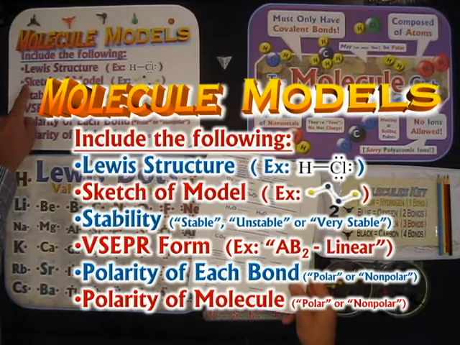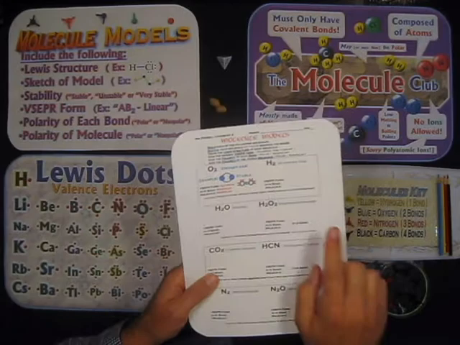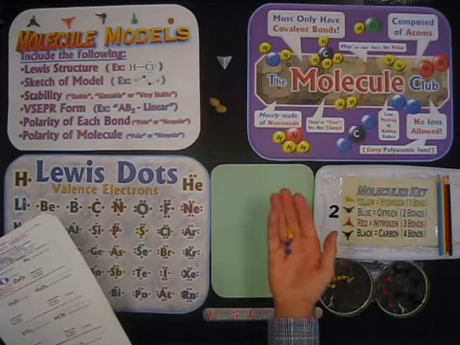So these are the things we need. Lewis structures, that's like that. I'll show you how to come up with those, okay? You need a sketch of the model, that's like that, okay? Little sketch of what it actually looks like when you built it, okay? And that should be small.